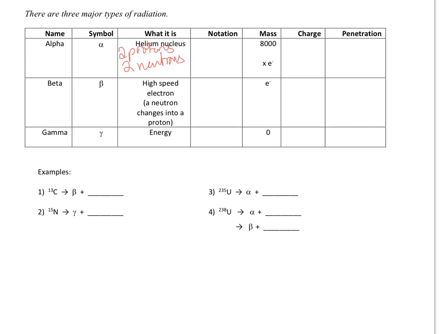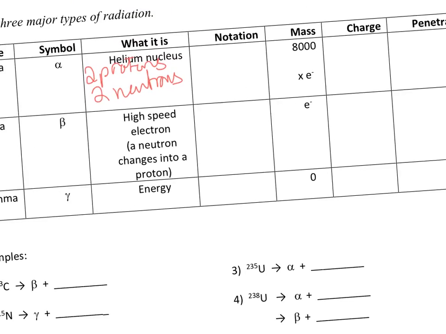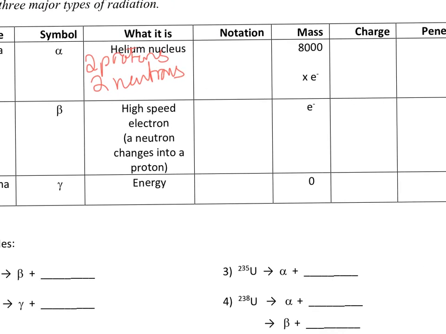The notation for an alpha particle, you could write it in different ways. You could write it as just the Greek letter alpha. Please don't write A though, it has to be alpha. You could write alpha with the mass number and the atomic number, so that would be a 4 and a 2. Or you could also write helium because it is a helium nucleus. Or you could write helium with the atomic number and the mass number. So any of those are acceptable.